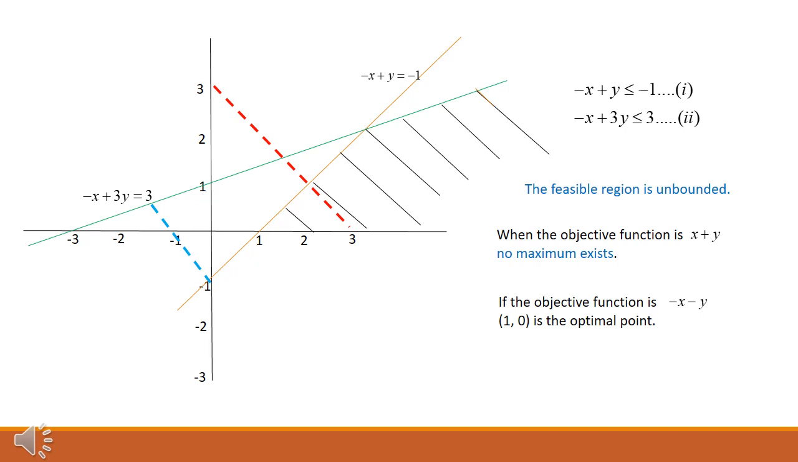So one thing is clear, that unbounded feasible region does not necessarily mean that no optimum can exist. The possibility of an optimum point depends on the objective function, whether we are maximizing or minimizing it, and the coefficients of the function itself.